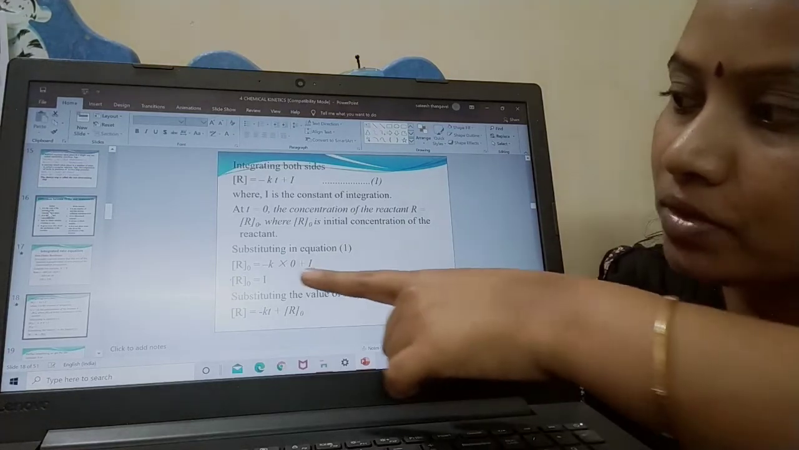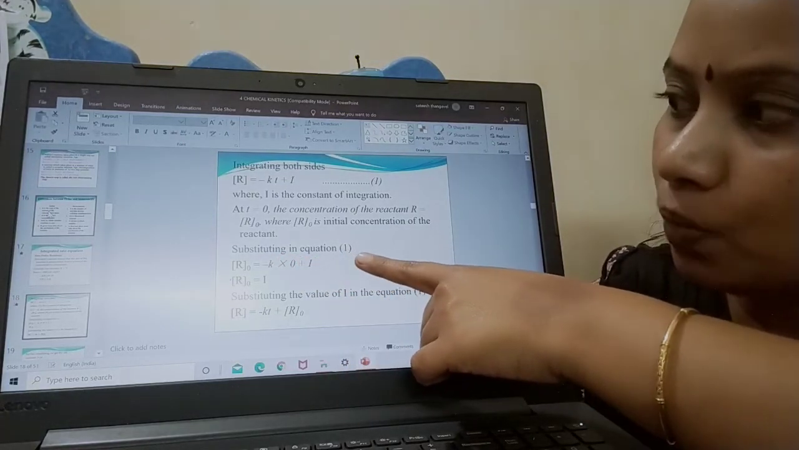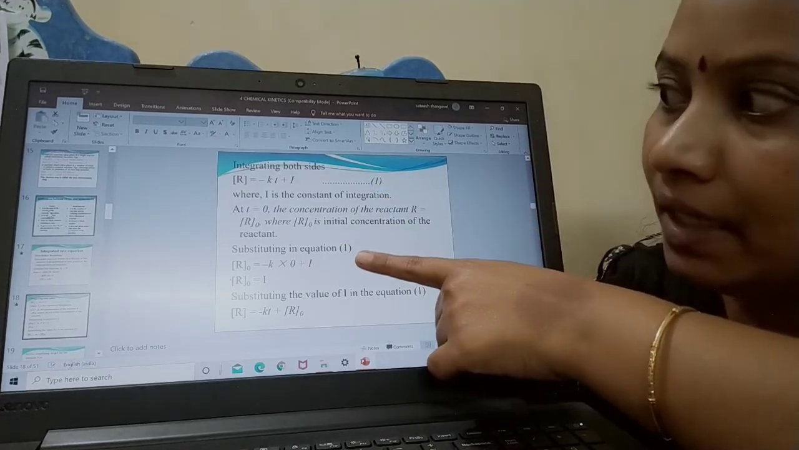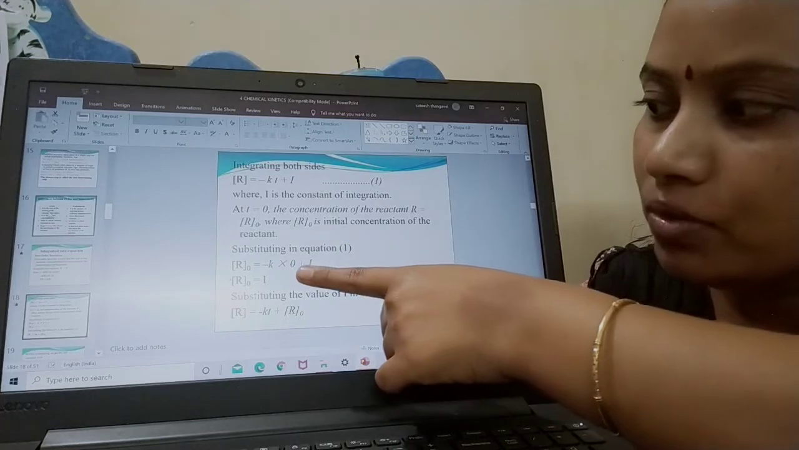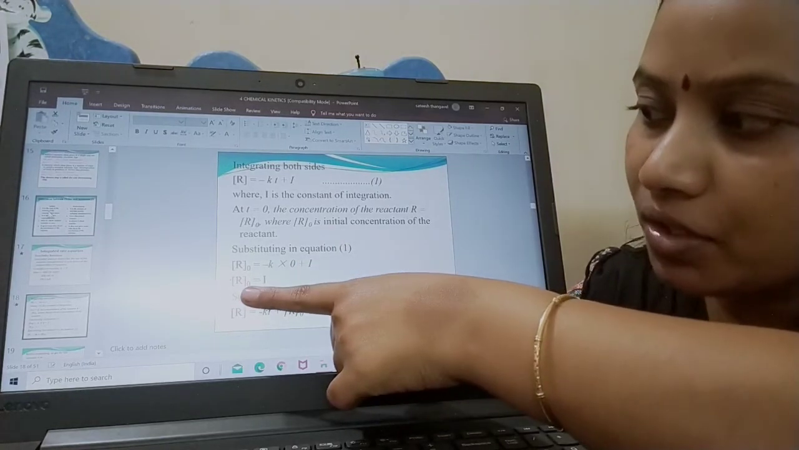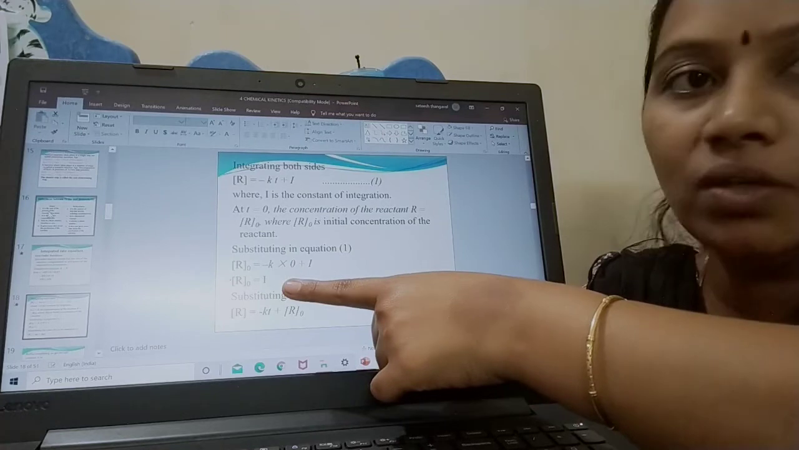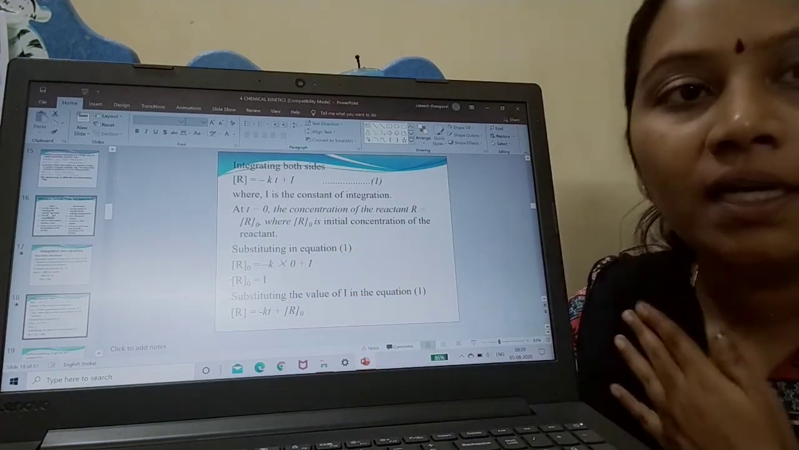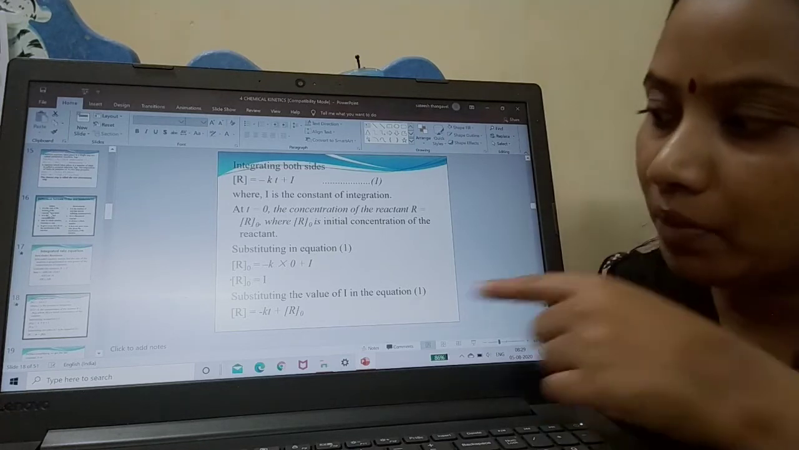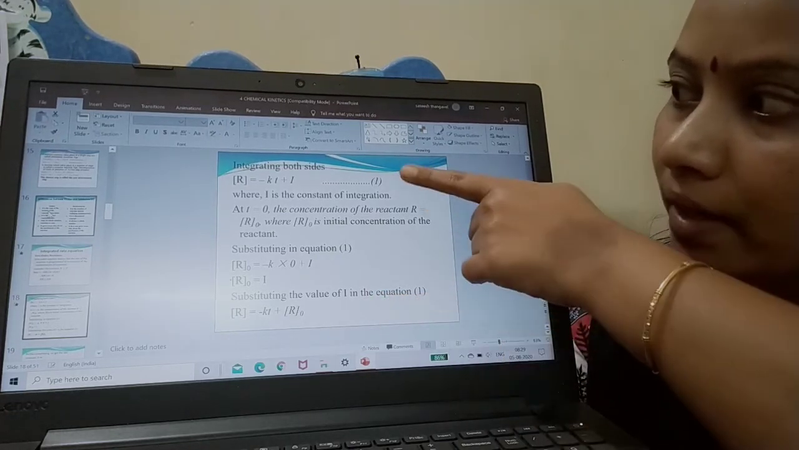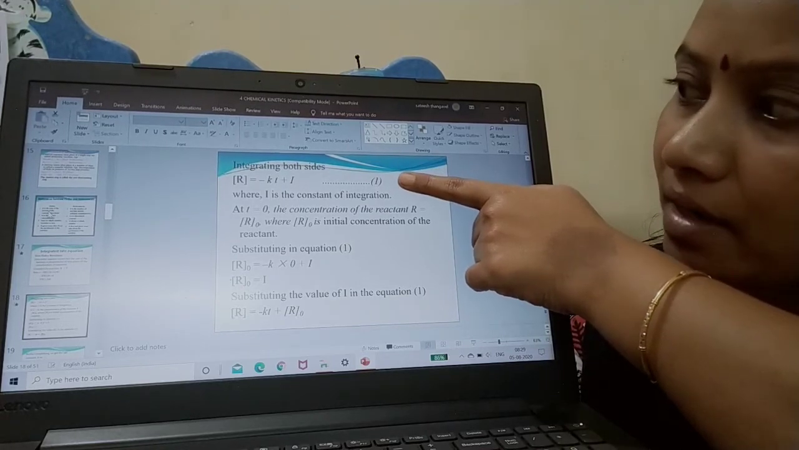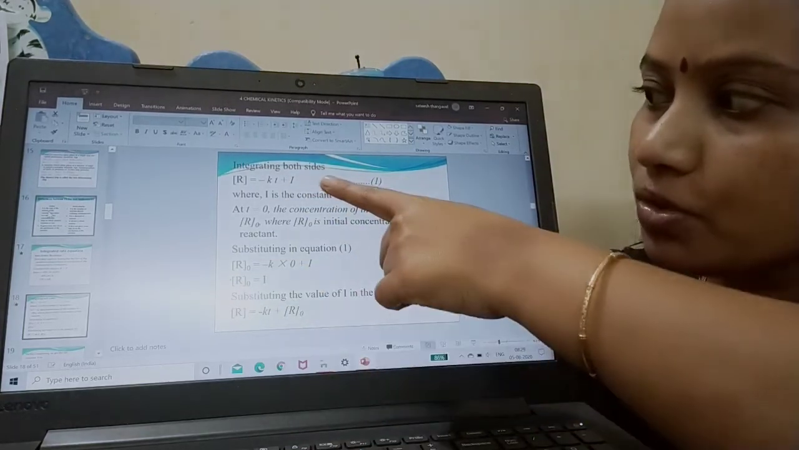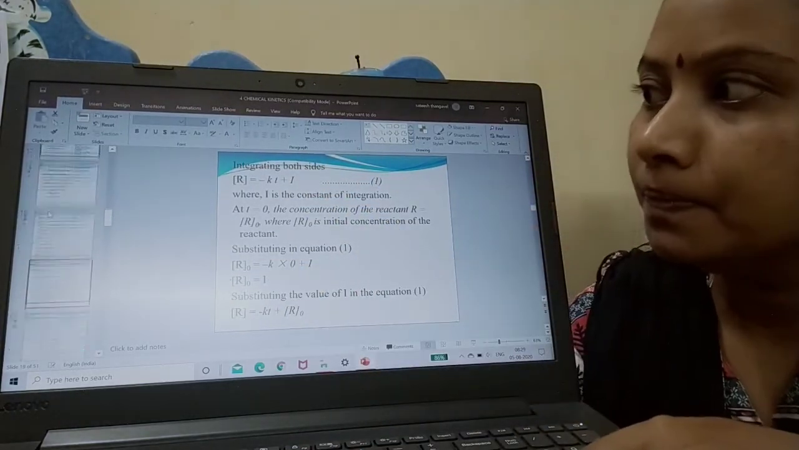Now I am going to substitute the value in equation 1. Which is your equation 1? R is equal to minus Kt plus I. At t equal to 0, Kt is 0, so R is equal to I. So what is the initial concentration of R? It is equal to the integration constant. Now I know the value of I, so I substitute it in equation 1: R is equal to minus Kt plus, what is I? I is nothing but R₀. So I have substituted in equation 1.